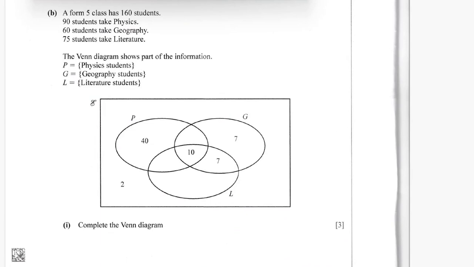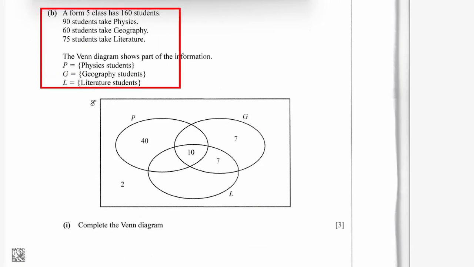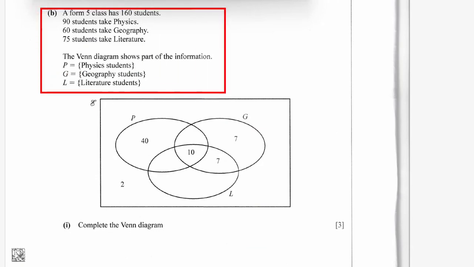All right, let's try to fill in this Venn diagram, as this has proved to be a challenge for some of our students. Maybe let's first read the question, or rather what we are given. It says a Form 5 class has 160 students. 90 students take physics, 60 students take geography, 75 take literature.